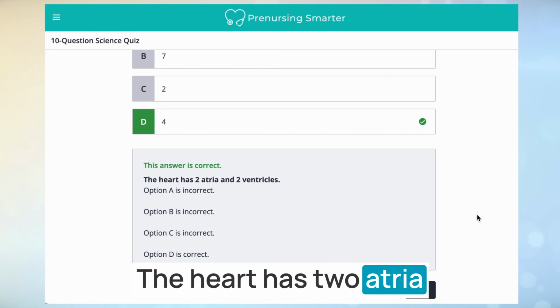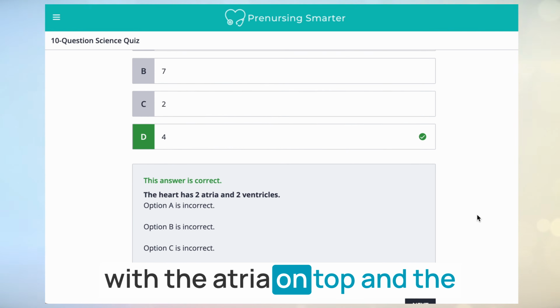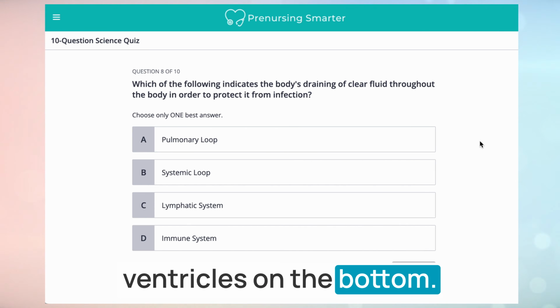The heart has 2 atria and 2 ventricles. It's a fairly symmetrical organ with the atria on top and the ventricles on the bottom.